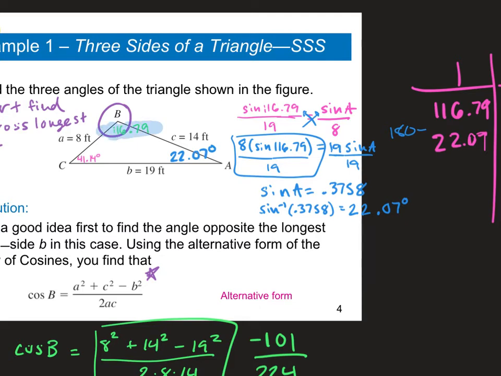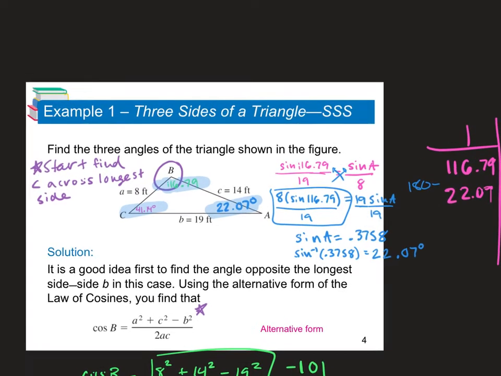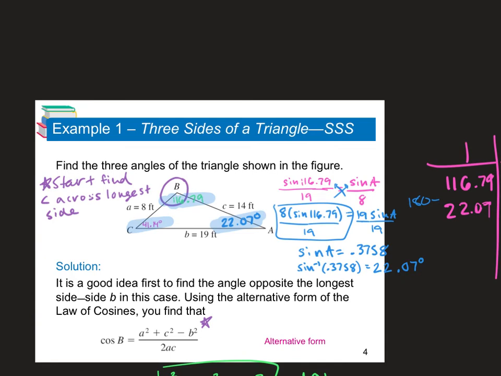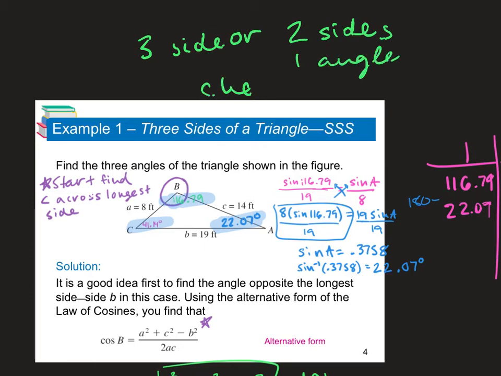Do you always have to try to see if you... Yes. In law of cosines, you always have to check. So if it gives you 3 sides, or 2 sides and 1 angle, we need to check.